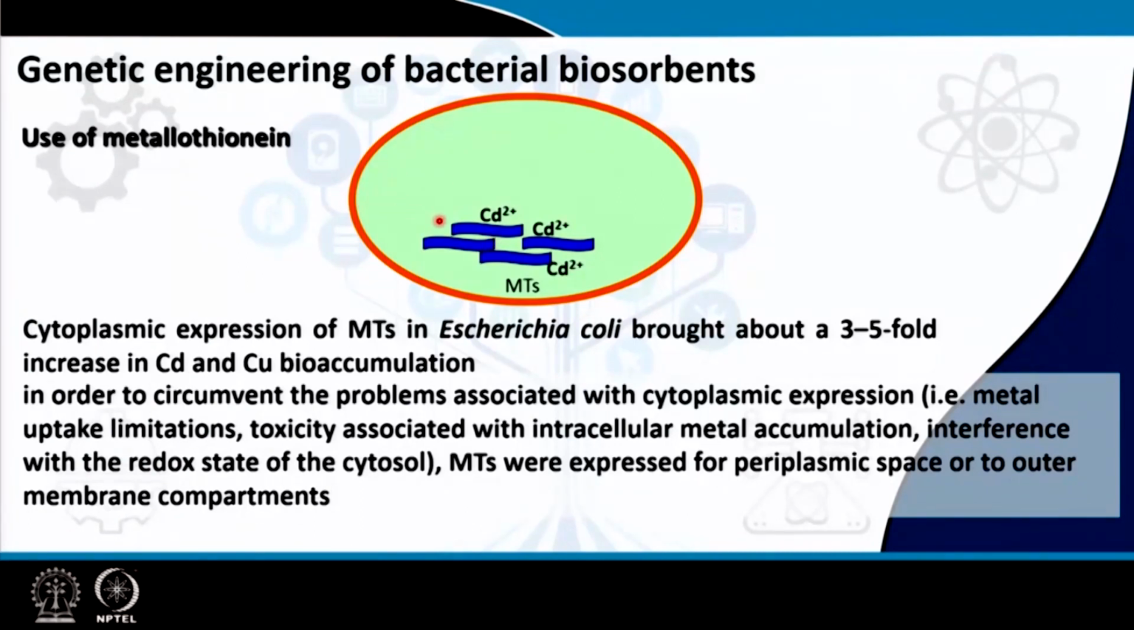If we want cytoplasmic expression of the metallothionein, the metals need to be transported inside the cell. So, you have other issues also. So, the scientists thought that instead of expressing the metallothionein in the cytoplasm, if we express the metallothionein on the periplasmic space or the outer membrane, that might relieve the cells in terms of any toxicity issues.